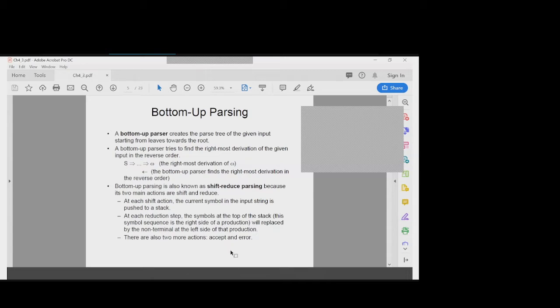And there are 2 more actions, accept and error. Accept means what? Suppose you are able to generate. Am I audible to you, right?